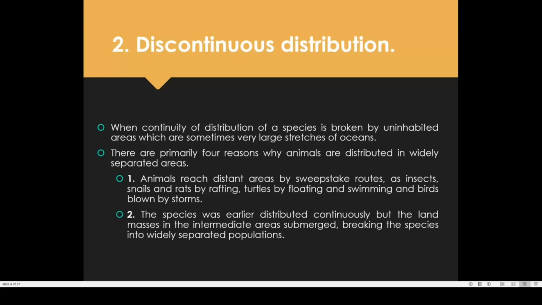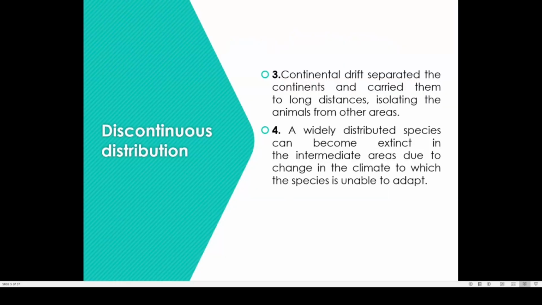So this is another reason, that is some animals used to have a continuous population or cosmopolitan distribution in the past, and because of the presence of unfavorable condition in the intermediate areas, those population got extinct, and now the population is only surviving in small pockets. That is the reason for the presence of a discontinuous distribution. Now there is another reason. There are mainly four reasons.